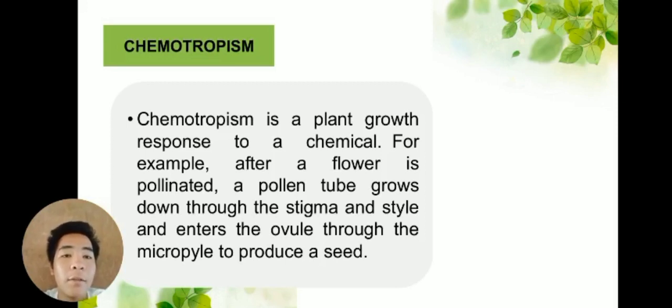First is the chemotropism. Chemotropism is a plant growth response to a chemical. For example, after a flower is pollinated, a pollen tube grows down through the stigma and style and enters the ovule through the micropyle to produce a seed. The growth of the pollen tube towards the ovule is induced by a sugary substance as stimulus. This is an example of positive chemotropism.